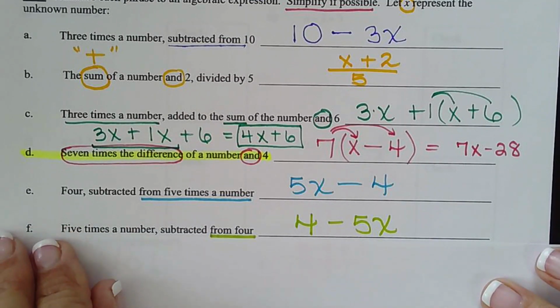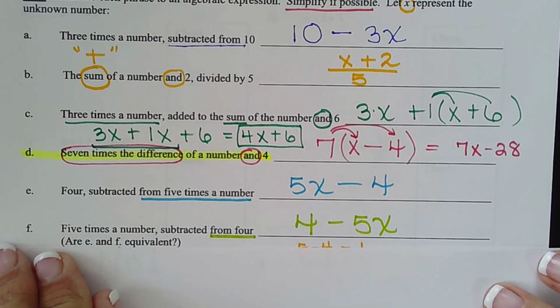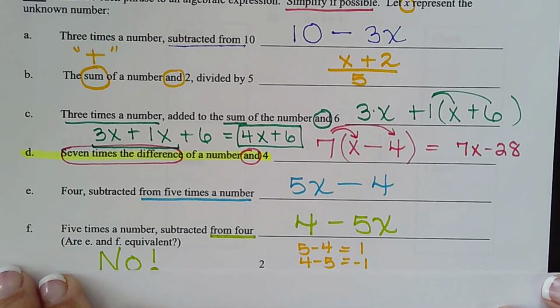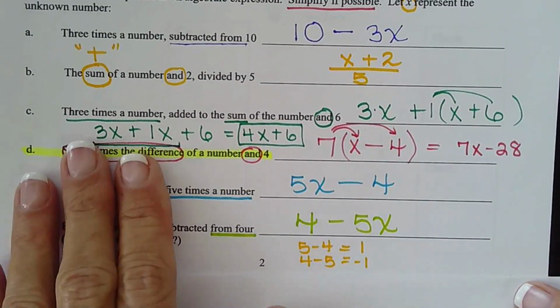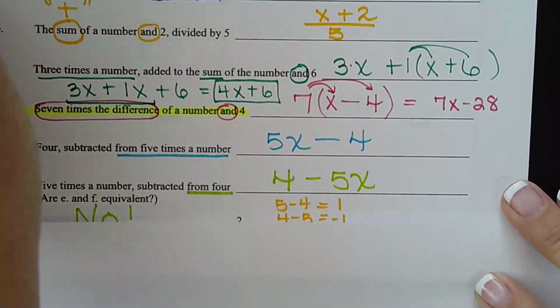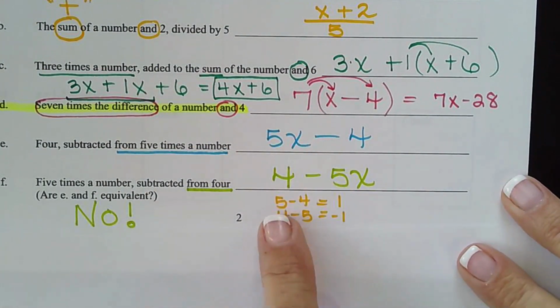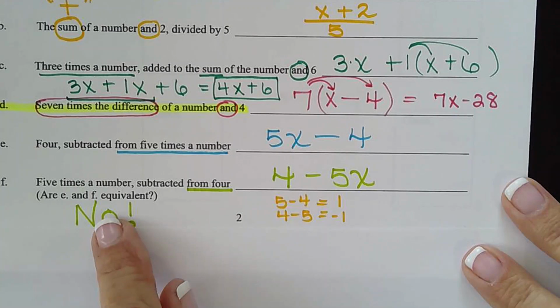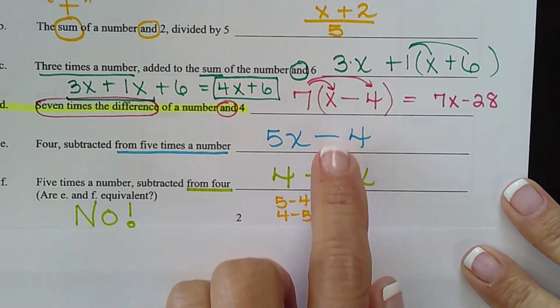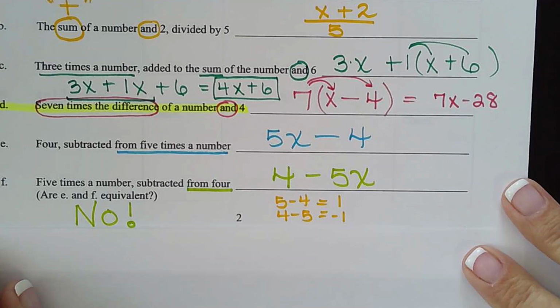And then it asks, are these two the same? And that is absolutely not. In subtraction, order matters. And you can do just a simple little example to show that. Just take off the x's and say, is 5 minus 4 the same thing as 4 minus 5? No way. So those are not equivalent because subtraction order matters. That means subtraction is not commutative.